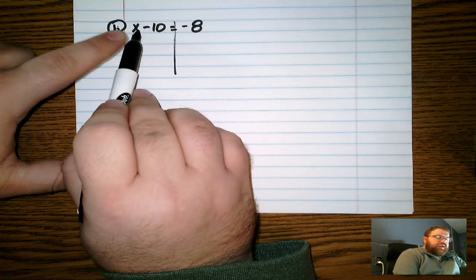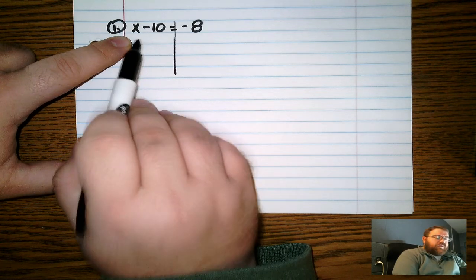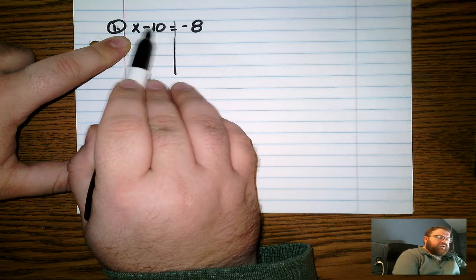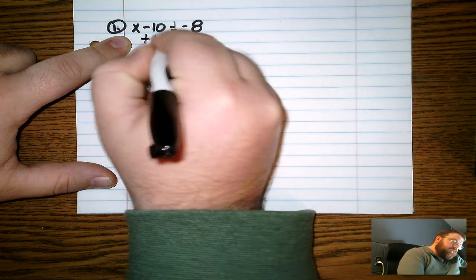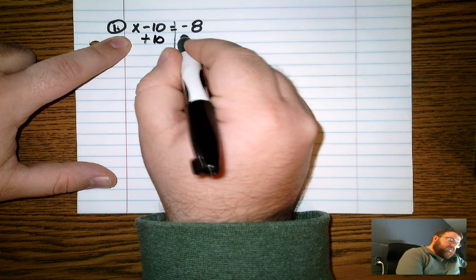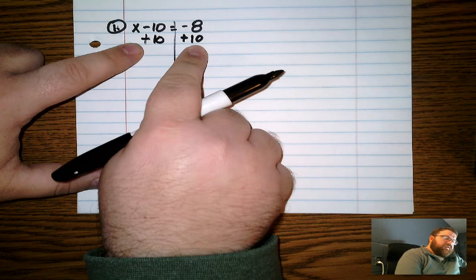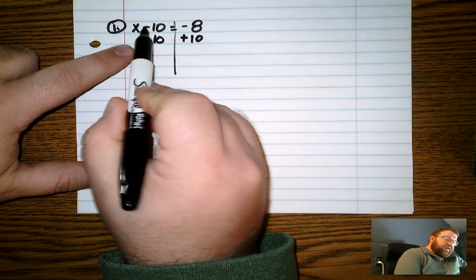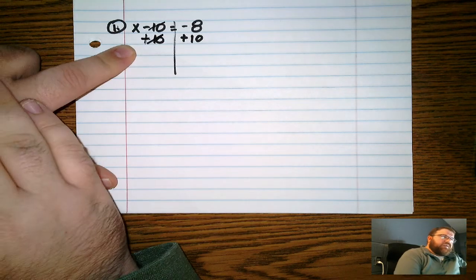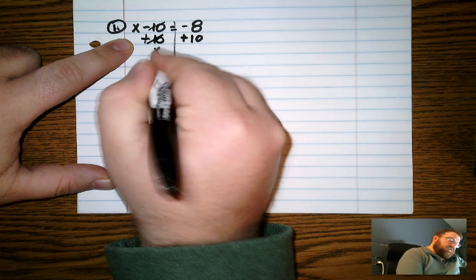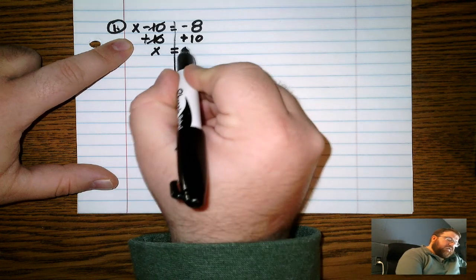Now your goal is to get x by itself on the left hand side. So you would ask yourself, what is the opposite of subtracting 10 or negative 10? And that is adding 10. I need to come over here and add 10 to this side, again to keep both sides balanced. Negative 10 plus 10 is equal to 0, so we would say that those cancel, leaving you with x is equal to negative 8 plus 10 is positive 2.